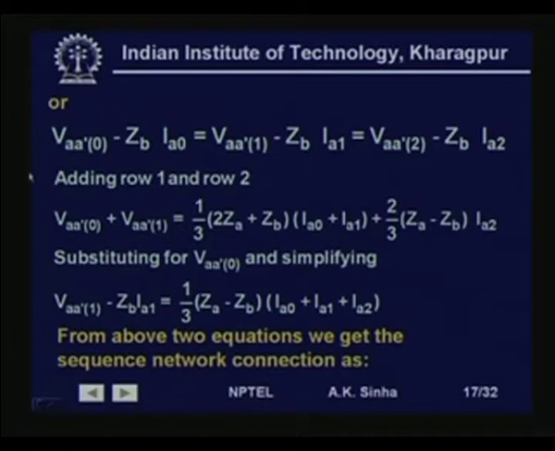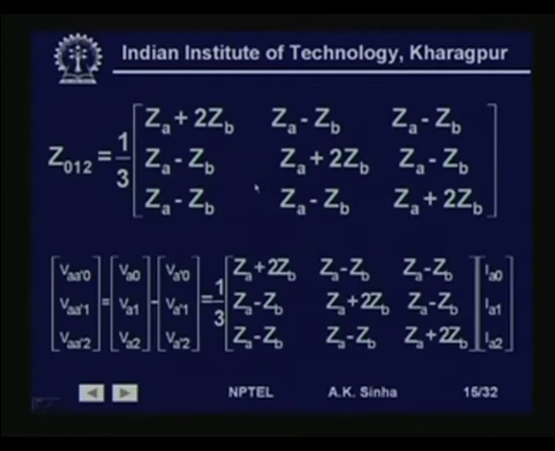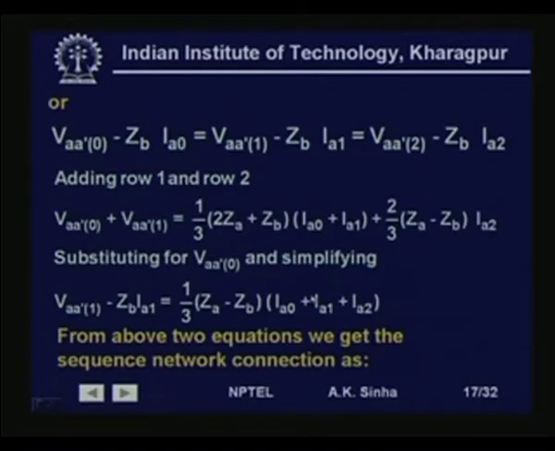Now, adding row 1 and row 2, what will we get? That is, again, if we go here and add row 1 and row 2, what are we going to get? We will get VAA dash 0 plus VAA dash 1 is equal to 1 by 3 into 2 ZA plus ZB into IA0 plus IA1 plus 2 by 3 ZA minus ZB into IA2.